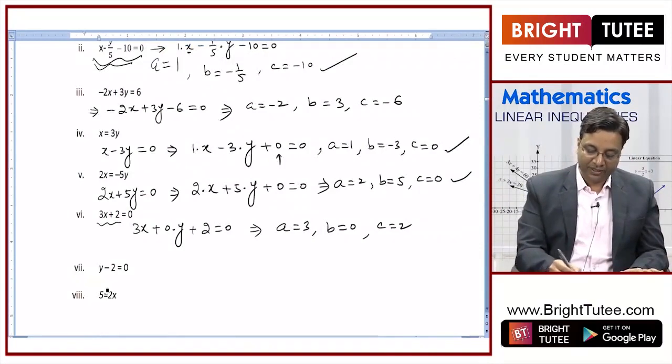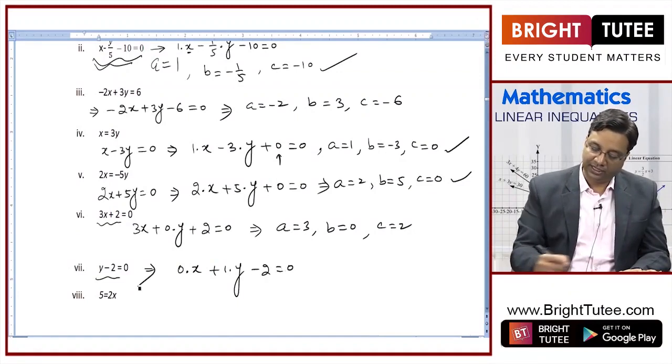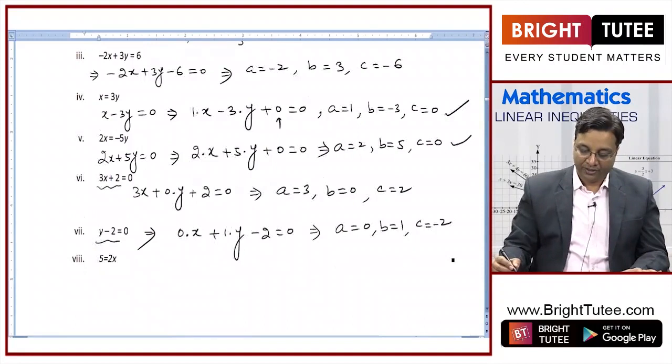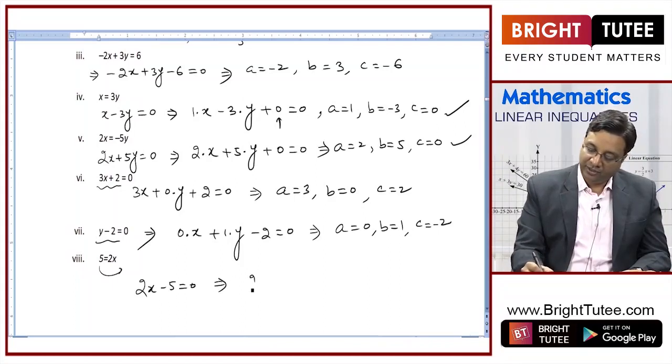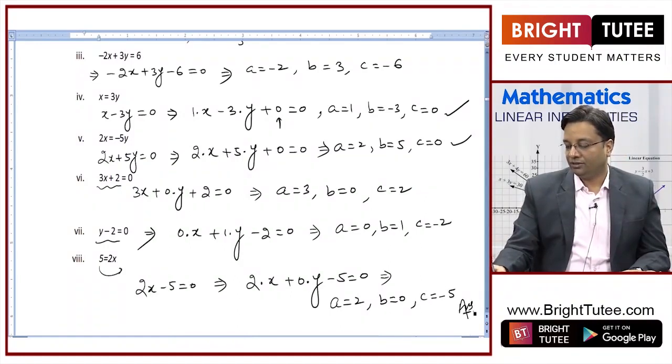Again this one can be written as 0 into x plus 1 into y minus 2 equals 0, right? So this will give me a equals 0, b equals 1 and c equals negative 2. For this one I can bring this 5 on the right hand side, so it will be 2x minus 5 equal to 0, which can further be written as 2 into x plus 0 into y minus 5 equals 0. Hence this will give me a as 2, b as 0, c as negative 5. So this will be your answer.